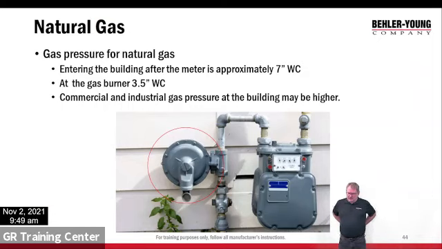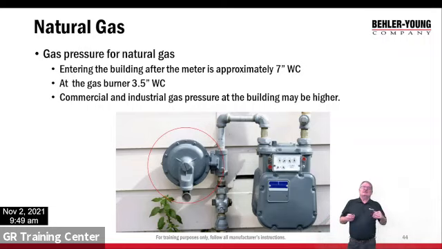Gas comes in typically into a house at 7, 8 inches of water column. We'll talk about what that means. Some commercial businesses, you might have a couple of pounds coming in. The mains in the street might be, I'm sorry, much higher than that.